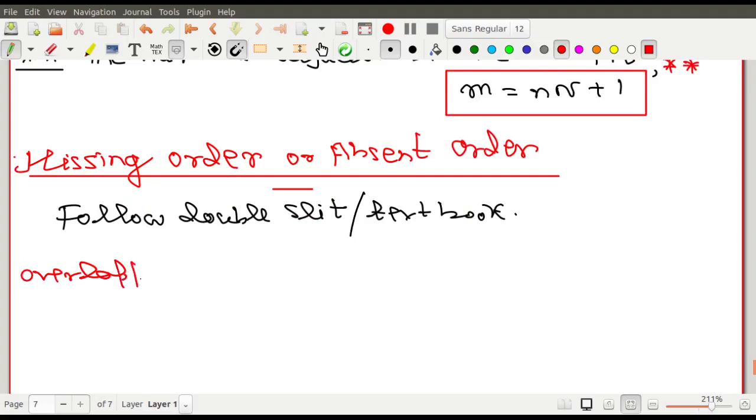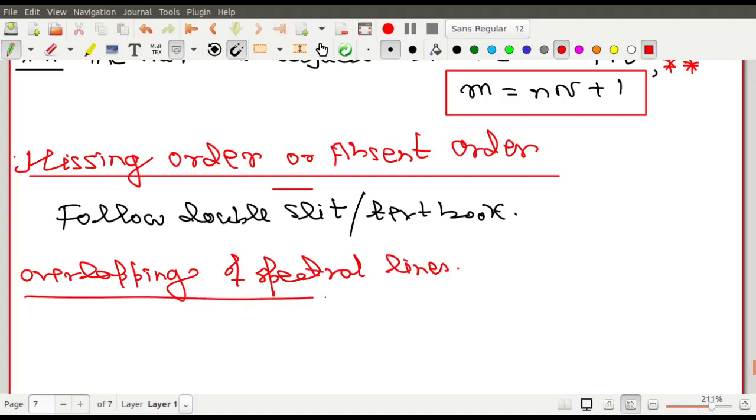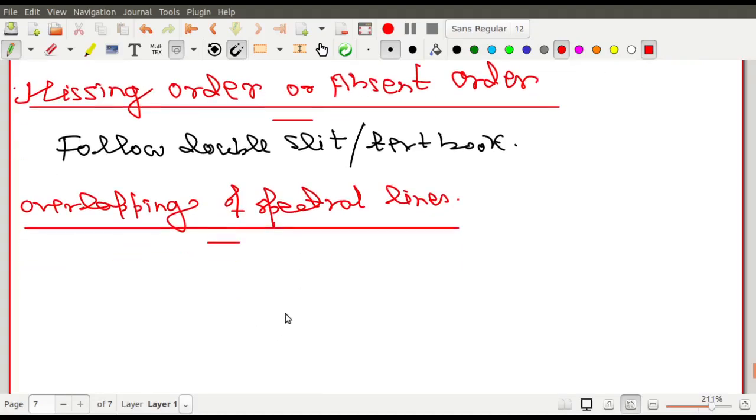Now this is a common discussion for grating, single slit or double slit, it can occur for everybody. But I am discussing overlapping of spectral lines here. This particular topic is a common topic. As you have found out, missing order is a common topic in grating and in double slit, and similarly overlapping is a common topic for all three. So I am trying to show you that particular issue over here. What is it actually, just 2 minutes and you will understand.